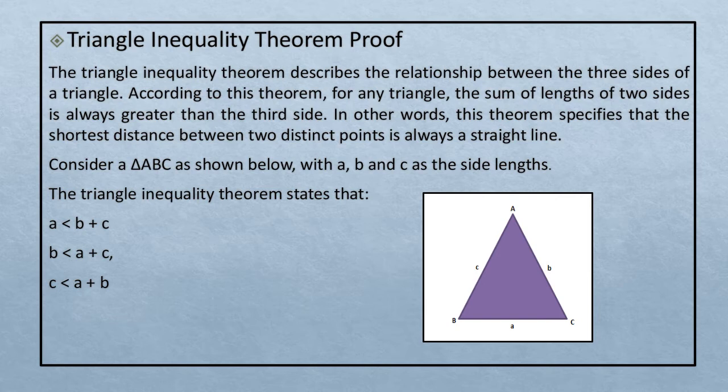Consider triangle ABC as shown below, with a, b, and c as the side lengths. The triangle inequality theorem states that side a is less than b plus c, side b is less than a plus c, and side c is less than a plus b.